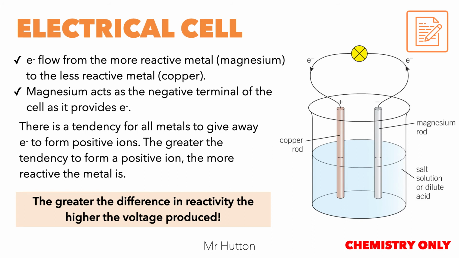The greater the difference between these two metals, then the higher that voltage will be, the higher the push of that more reactive metal pushing those electrons round to the less reactive metal. So if both of those rods were copper, they're both the same reactivity, so there's no difference in push, there'd be no flow of electrons, there would be zero voltage. And then if we had a less reactive metal, for example iron, then you still would get a voltage, you still would get a flow of electrons from the iron to the copper, but because the difference in reactivity isn't as much, that voltage will be lower.